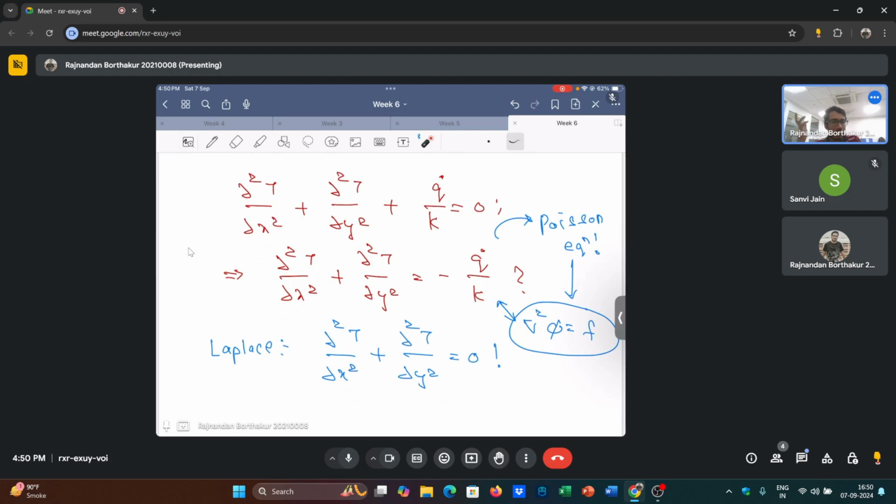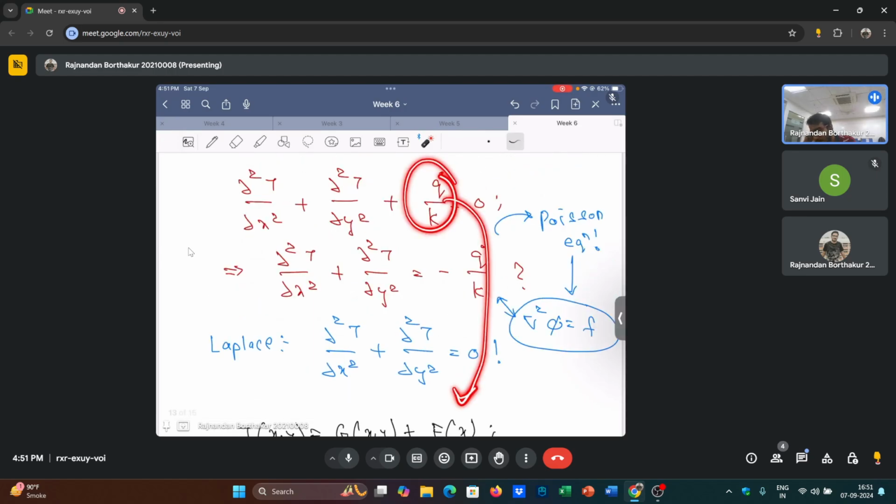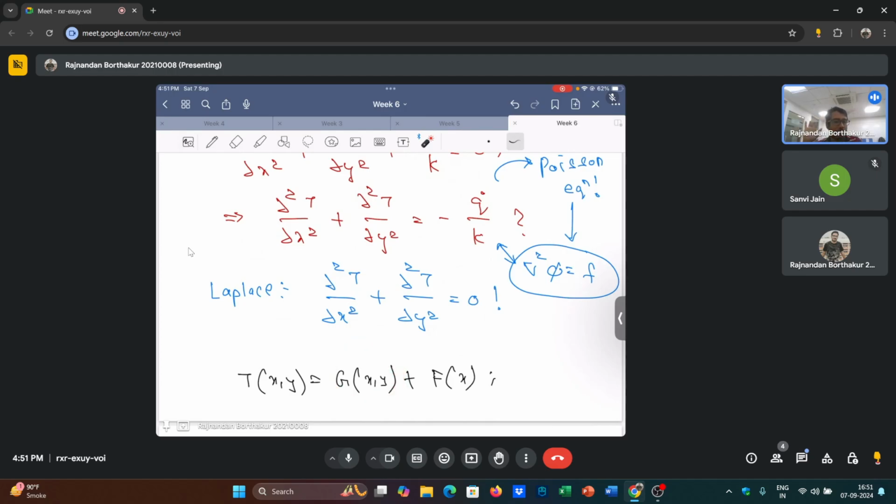If I have a source term, then my problem is no longer homogeneous, and I cannot simply use the method of separation of variables. In order to use the method of separation of variables, we will use something known as superposition. What people generally do is they take T as a function of x, y and write this as some g of x, y plus some f of x, where this f of x, I mean this heat generation, is dumped into the solution of f of x, and g of x, y simply satisfies the Laplace equation.